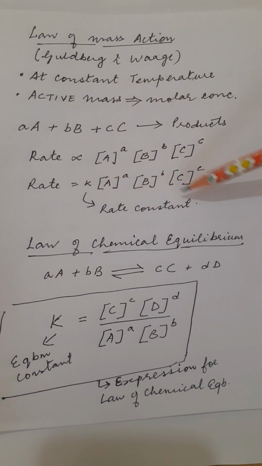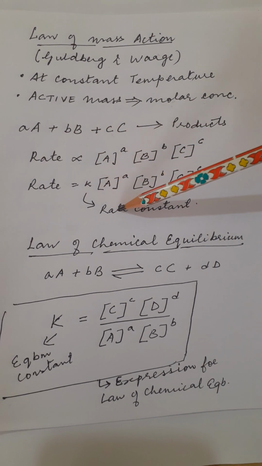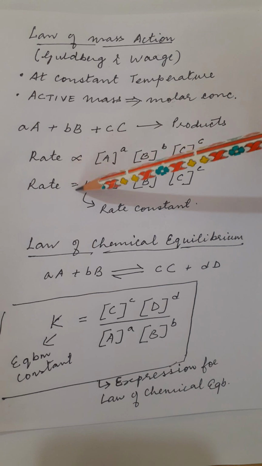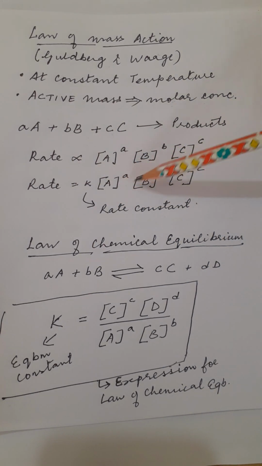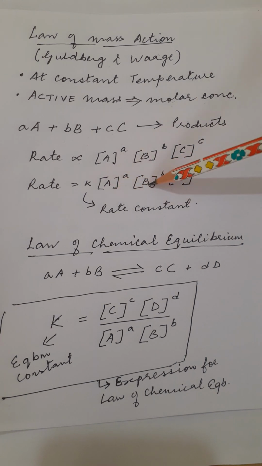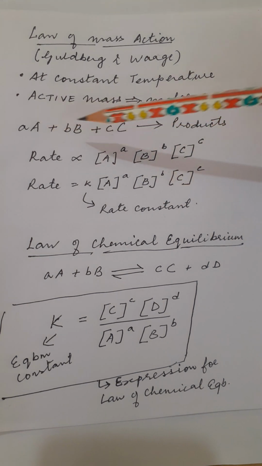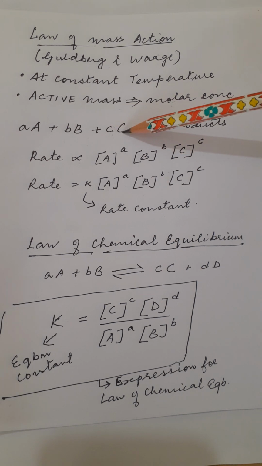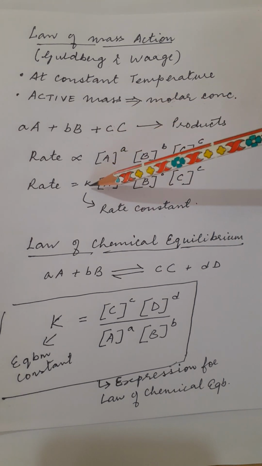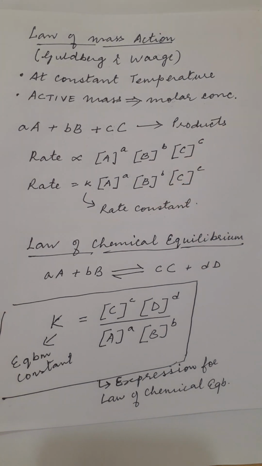Now if you need a solution, we need to eliminate this proportionality and we introduce a constant known as the rate constant. So the rate becomes equal to the constant K times the product of the concentrations, or the active masses, of the reactants, with each active mass term raised to the stoichiometric coefficient present in the balanced chemical reaction for a given process. The constant K here is known as the rate constant.